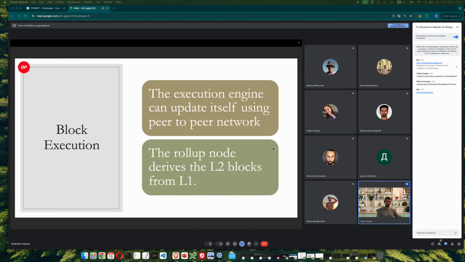And the other thing is that the rollup node is deriving layer 2 blocks from layer 1. So when we have deposits happening on layer 1 or some other messages coming from layer 1, they are derived and layer 2 blocks are produced.